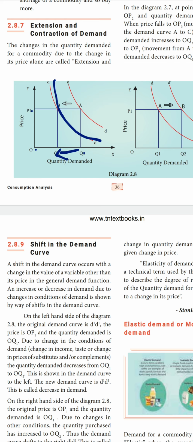The new demand curve is D1 to D1. This is called a decrease in demand, the new demand curve. Actually, the demand curve they have given in the book is wrong here, because the original demand curve is given as D1 to D1, isn't it?